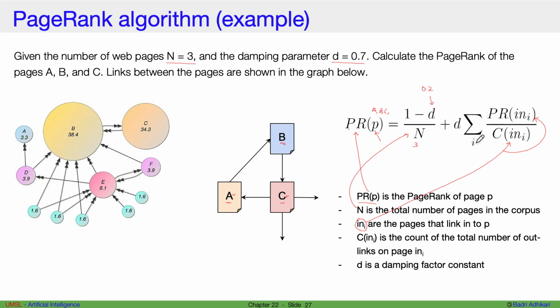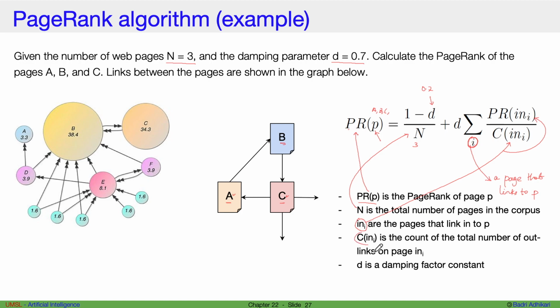So this I that we have here refers to a page that links to P. So all the pages that have connections that take you to this page will be your page I. So page rank is the sum of this expression for all those pages.